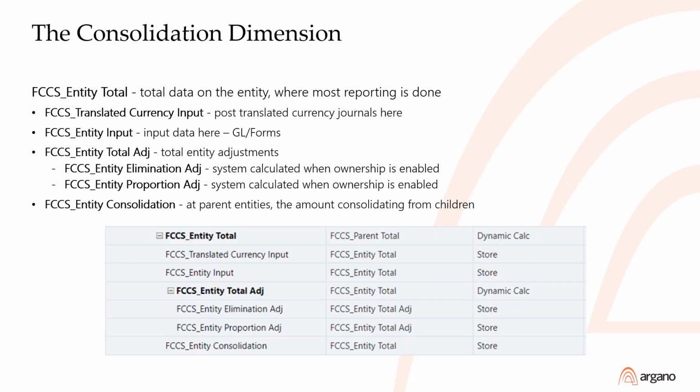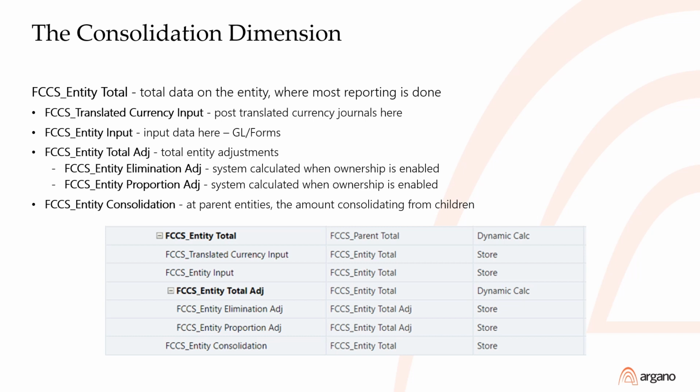Taking a look at the consolidation dimension, we're starting off with the children under entity total. Starting at the bottom of entity total, we'll see FCCS entity consolidation. When you're looking at a parent level entity, this is where the amount consolidating from the children would be. So if you have a parent, you've got children, this is where you would see the data for those children. FCCS entity total adjustment: these are system calculated members when ownership is enabled, so you'll see these here.